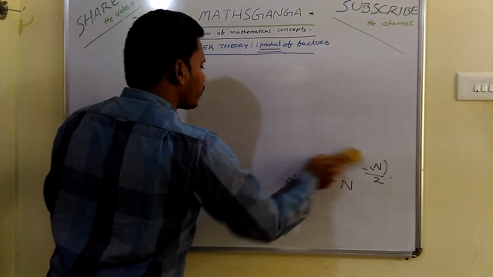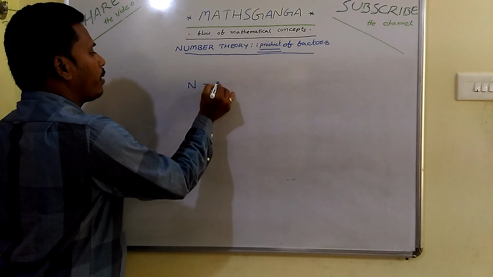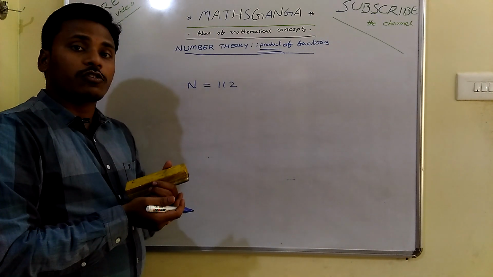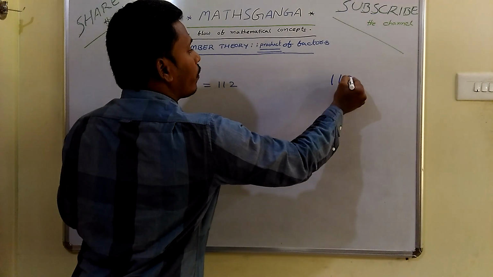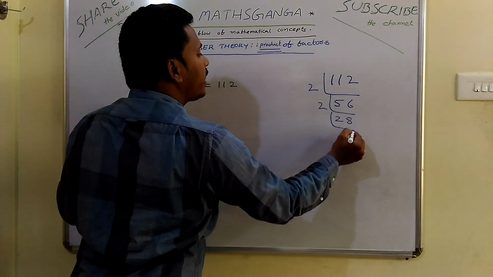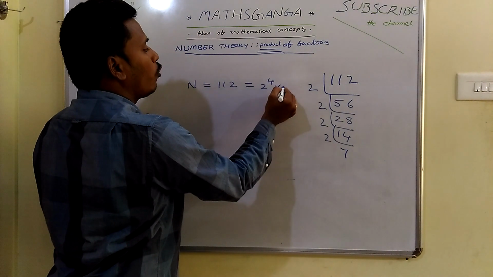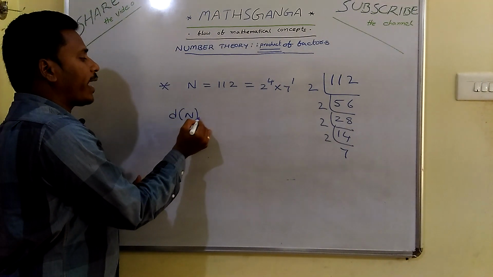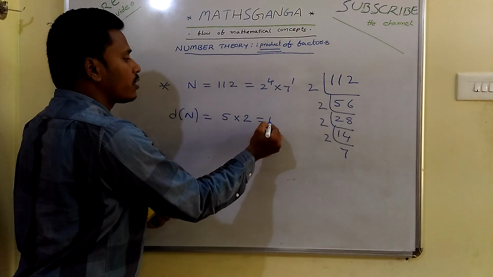For example, suppose you have a number like 112, and somebody asks you to find the product of the factors of 112. Initially we need the number of factors, that is, the prime factorization of 112. If you do prime factorization for 112 to 56 to 28 to 14 to 7, this is nothing but 2 power 4 into 7 power 1. Since the number is 2 power 4 into 7 power 1, the number of factors is 4 plus 1, 5, into 1 plus 1, 2, which results to 10.